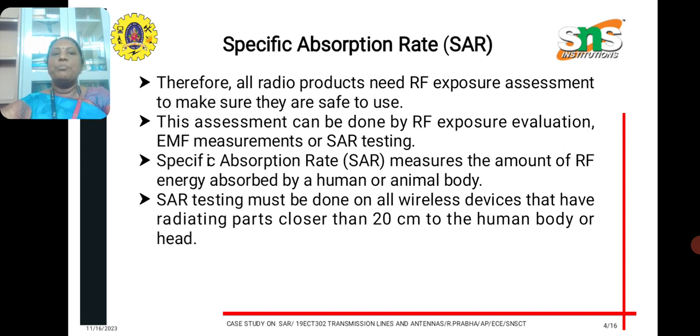Therefore, all radio products need RF exposure assessment to make sure they are safe to use or not. So this is the solution to the above problem statement. This assessment can be done by RF exposure evaluation, EMF measurements, or SAR testing. So the specific absorption rate measures the amount of RF energy absorbed by a human or animal body. The SAR testing must be done on wireless devices that have radiating parts closer than 20 cm to the human body or head.